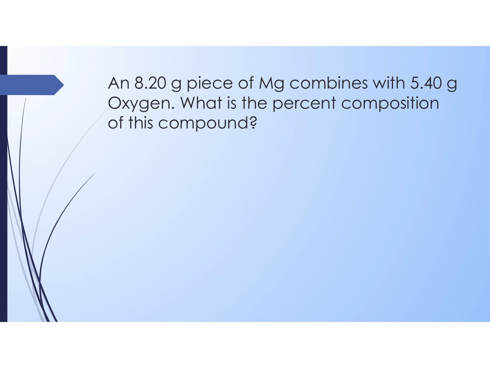Okay, so for our first example, we have an 8.20 gram piece of magnesium, and it combines with 5.40 grams of oxygen. What's the percent composition of this compound? Okay. So what percent composition is asking is just what percent of this compound is the magnesium, and then what percent is the oxygen. Okay. And the reason is, if you just see numbers, sometimes that's not as helpful. Like, what do numbers mean? So percents help us just kind of visualize it better. So the first thing we have to do is get the total mass.